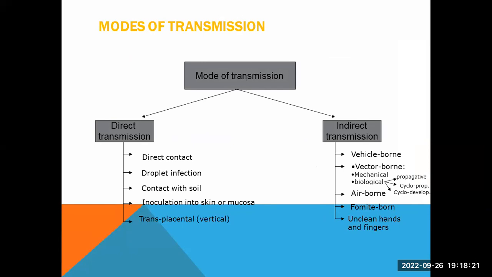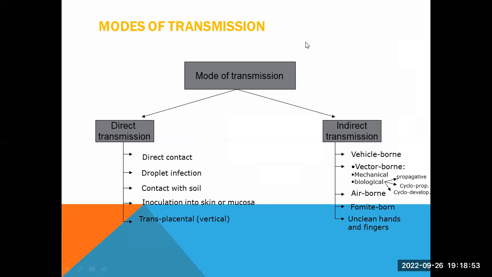Regarding the mode of transmission, we have different modes of transmission, and we can classify them into two major types. So we have the direct transmission, and we do have the indirect transmission. For the direct transmission, we have direct contact, we have droplet infection, we have contact with the soil, and then inoculation. For the indirect transmission, we actually have the vehicle-borne. The vehicle-borne means it's a non-living thing. This can happen through food, through water, and something like this.